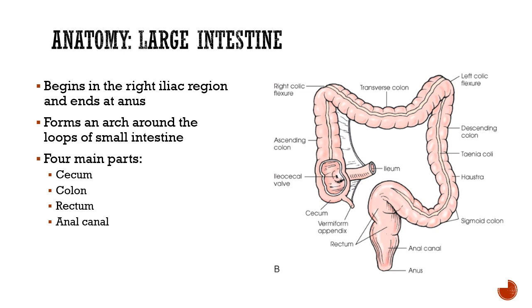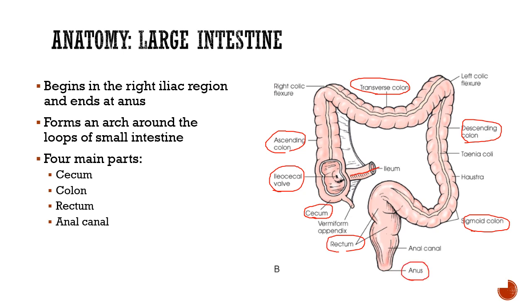The large intestine begins in the right iliac region and ends at the anus. So there's an arch that forms around the loops of the small intestine. The parts include the cecum, which is the very first part. So the ileum and the cecum come together to form the ileocecal valve. There's the colon, which includes the ascending colon, the transverse colon, and the descending colon, as well as the sigmoid colon. Then we have the rectum and the anus, looking at the parts.